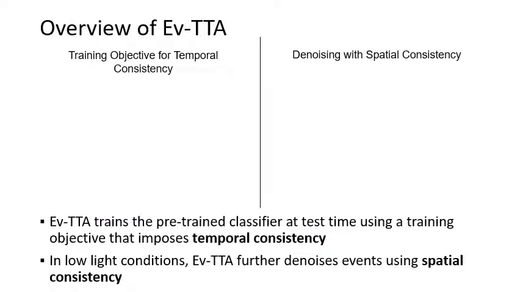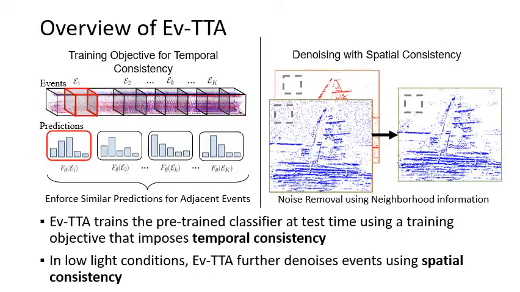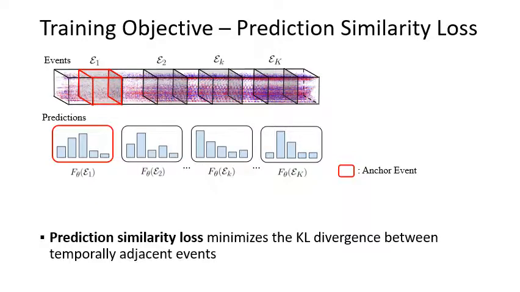Ev-TTA performs adaptation by utilizing training objectives and denoising functionality inspired from the spatio-temporal characteristics of events. First, Ev-TTA adapts a pre-trained classifier using training objectives that enforce the temporally adjacent events to output similar predictions. Additionally, we remove noise in low-light conditions where large amounts of noise occur by utilizing the spatial distribution of events. The training objective of Ev-TTA is further divided into two loss functions.